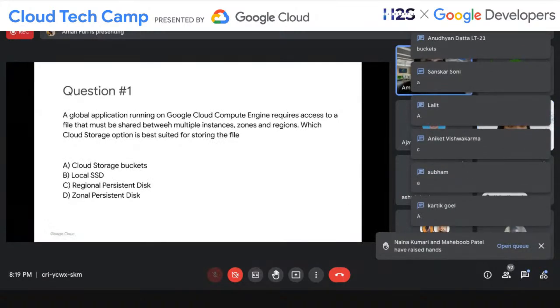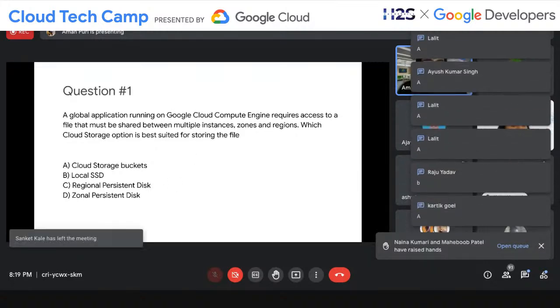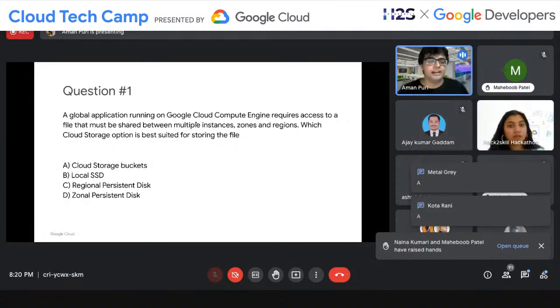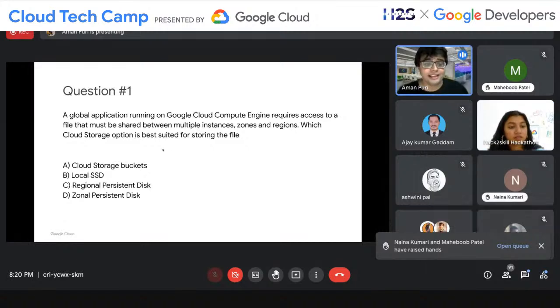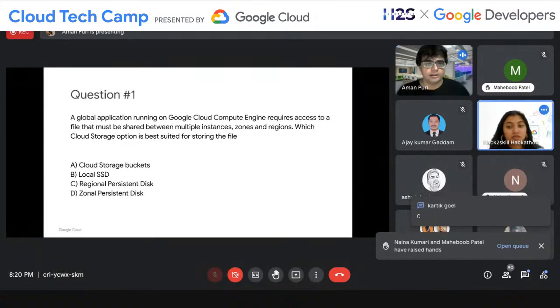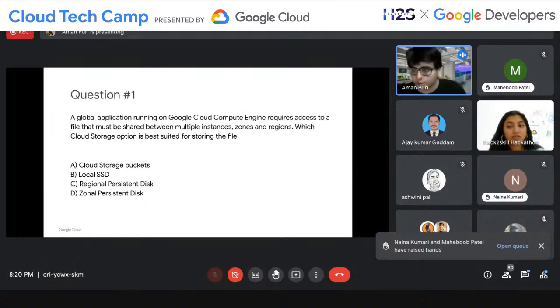This answer can be a little tricky between A and C, and I can understand why. When you talk about a regional persistent disk, you can actually have the disk distributed between the zones. But this regional persistent disk may not help you in providing multi-regional replication. So if you want access to a particular file that must be shared between multiple instances, zones, and regions, you might want to go with a more flexible solution like Cloud Storage. Now, I know that this is not a straightforward solution in this case, but generally you will go with this.